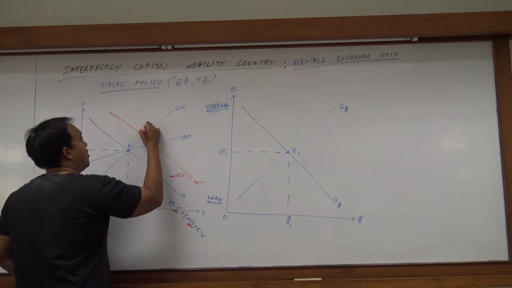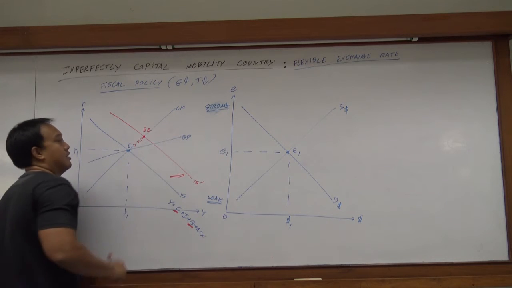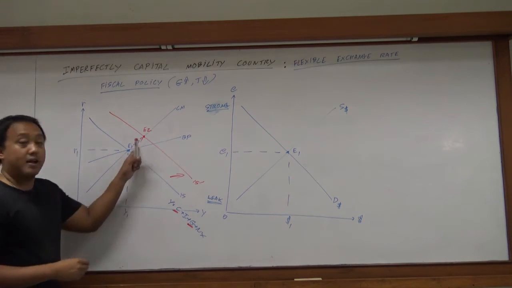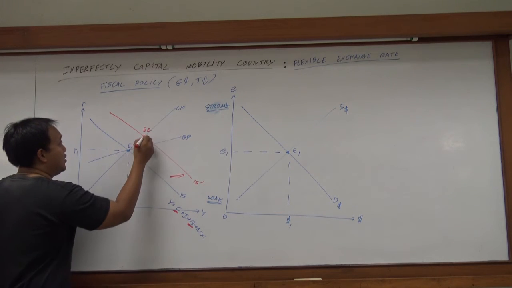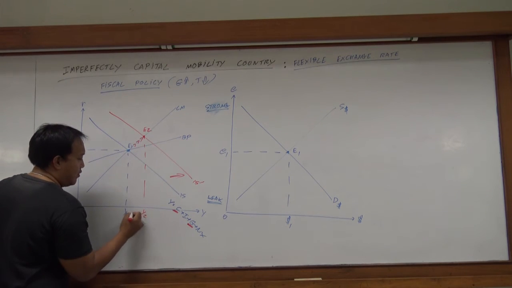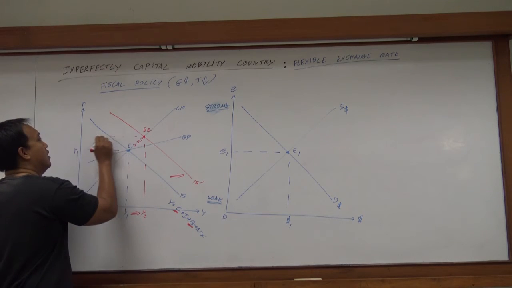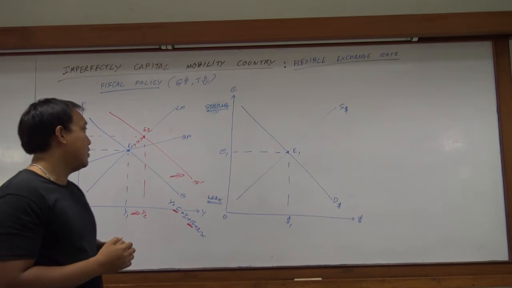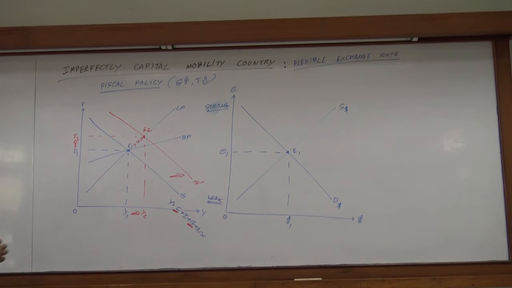The equilibrium point should be moving from E1 to E2. Okay, if the equilibrium point moves from E1 to E2, what happens? GDP increases from Y1 to Y2. The real interest rate increases from R1 to R2.